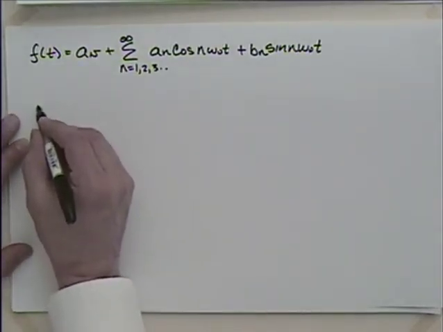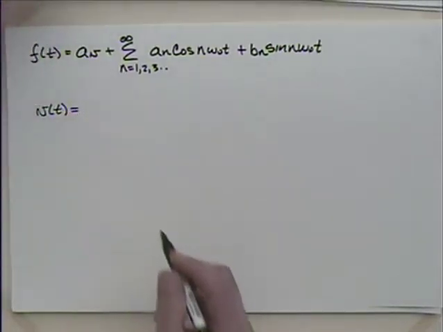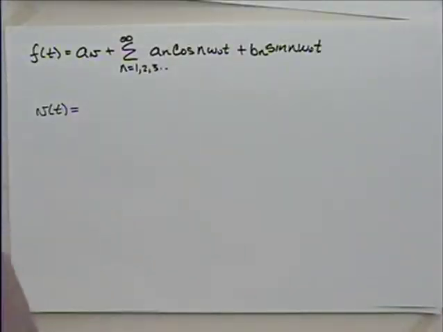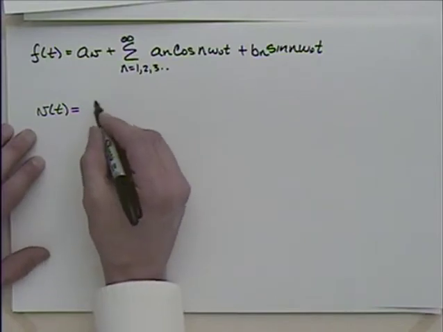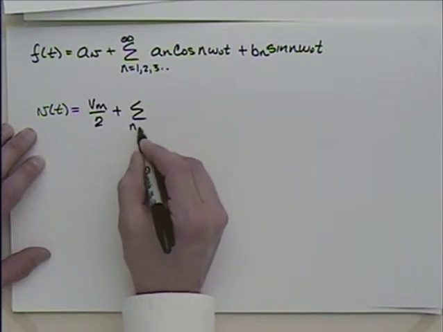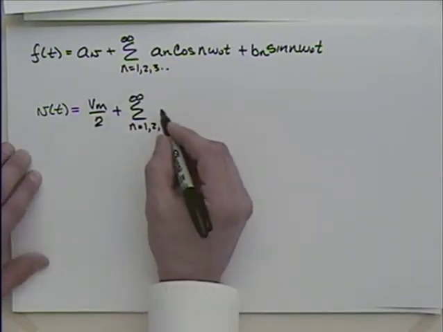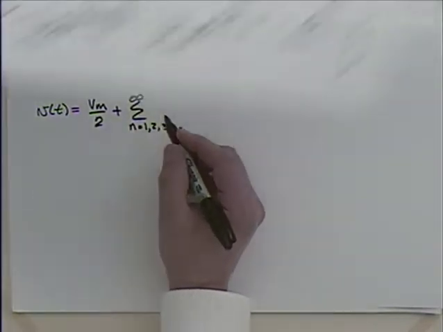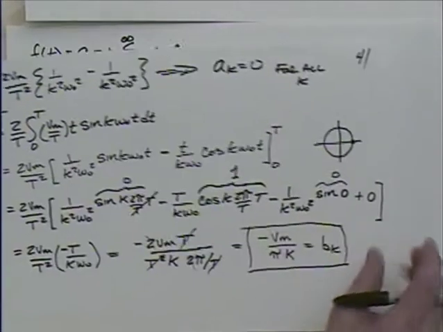So we could say for our particular example that v of t is equal to the average value. What do we have for the average value? That was right here, wasn't it? There's the average value, 1/2 Vm. Vm over 2 plus the summation, n equals 1, 2, 3, and so on, up to infinity of a sub n. What was a sub n? That'd be a sub k, right? Do we have an a sub k? Right here, it was 0. Good with that?